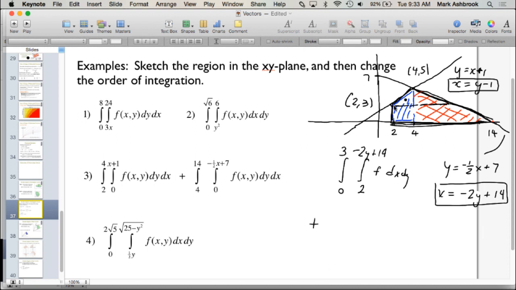So now we're going to do this top part. Again, left to right, bottom to top. Left side is x as a function of y, right? Left is y minus 1. To right is our negative 2y plus 14 again. It's the same right side for the whole thing, right? It's the same right boundary for the whole thing. So we're going to go y minus 1 to negative 2y plus 14. And it's that left to right for what range of y? Bottom to top. So it would be from 3 to 5.